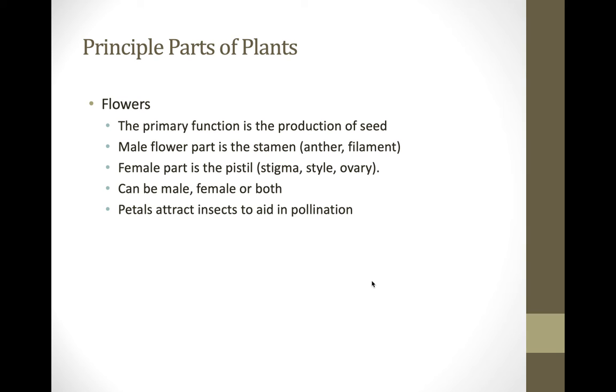So you're welcome for that nice visual there. So whenever you're thinking about your apples that you're going to be eating, you're actually eating a plant ovary. Yes, I know that's gross.